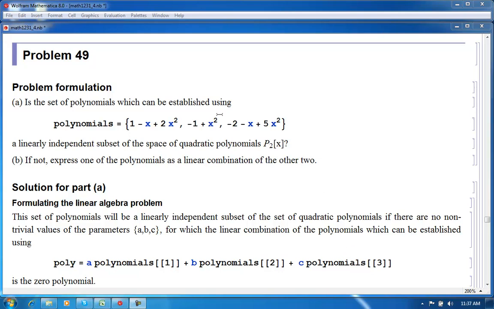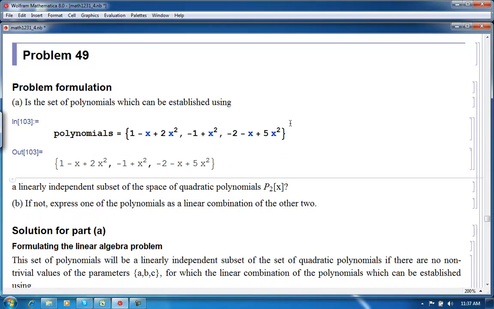Okay, let's move on to problem 49, and like problem 40, this is about polynomials. So the first part of the question is: is the set of polynomials here, which we can establish using this, a linearly independent subset of the space of quadratic polynomials? And if not, part B, if not, express one of the polynomials as a linear combination of the other two.